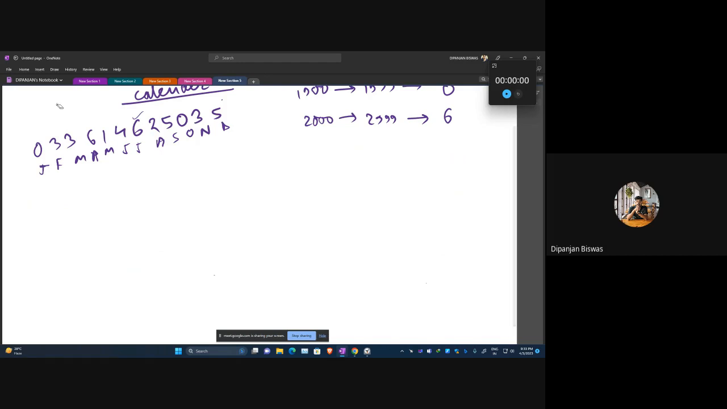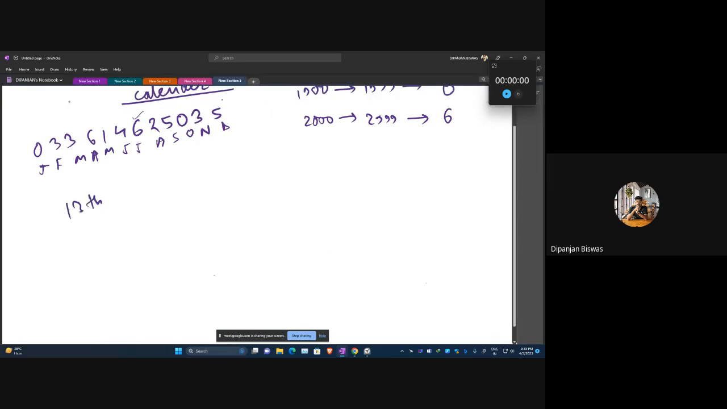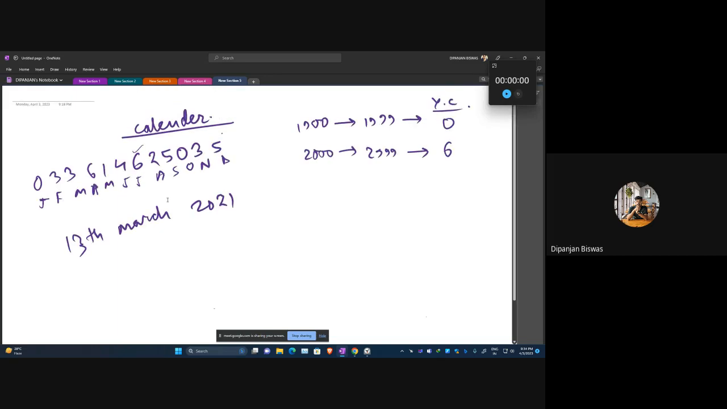We didn't have any right answer so far, so I'm just giving you one last question. Take your time, but try to solve it properly, okay? Follow all the steps. 13th March 2021. After adding all the numbers, you need to divide it by 7 and find the remainder. The remainder should give you the answer. And start counting from 0 as Sunday.